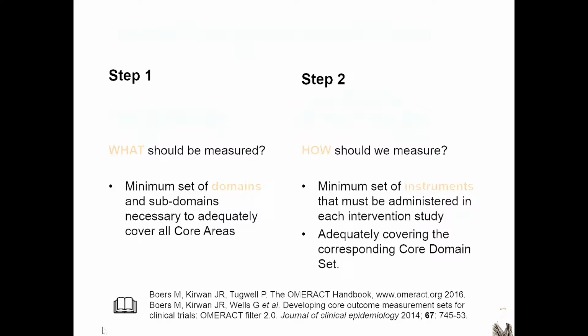The second step is, if you know what is important, you have to think about the instruments, how to measure these domains. And a core outcome set can be developed as a minimum set of instruments that must be administered throughout each intervention study. And the instruments should adequately cover the corresponding core domain set.